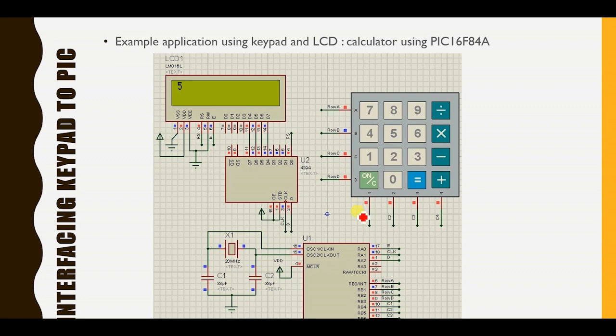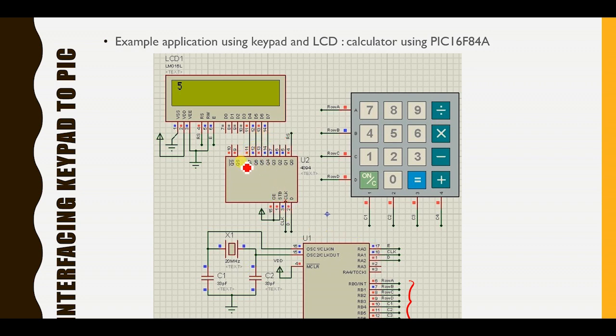And then an example of application of keypad and LCD using the PIC 16F84. So you can make use of this keypad connected to PIC. Basically, it uses the whole port B there and some of port A. It depends on how you configure it.